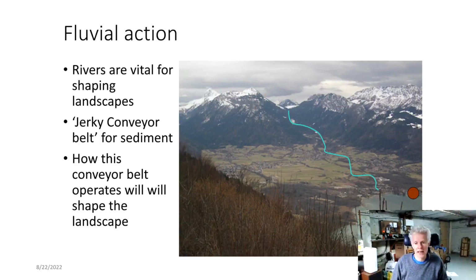And ultimately, how this conveyor belt operates shapes the landscape, not just at the bottom, but it also shapes how rapidly material is removed from the mountains, and that in turn shapes how rapidly the mountains uplift, and even shapes the shape of the valleys and the mountains in the upper ranges.